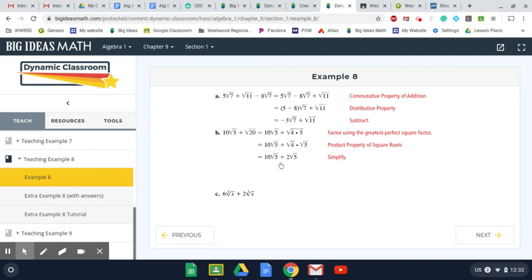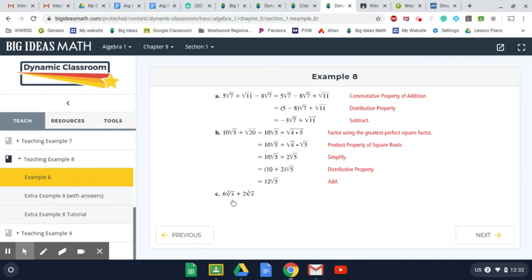Now they have the same radicand, and now they can be added together. So let's add the numbers in front, the 10 and the 2. They will be added together. 10 plus 2 gives us 12 square root of 5.